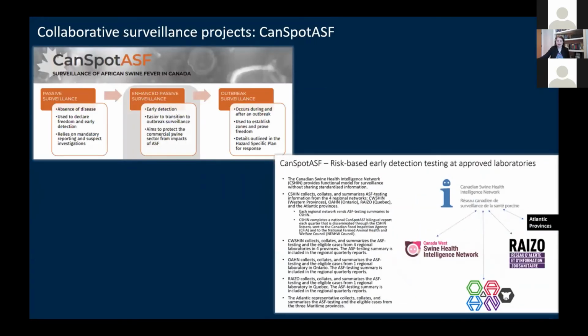Finally, we have been collaborating with swine industry stakeholders on the CanSpot ASF portion of the ASF project that Krista Arsenault presented last session. The primary goal of CanSpot ASF is early detection of African swine fever should it arrive in Canada. In August 2020, we launched early detection testing at laboratories, and early detection testing at abattoirs is slated to launch in the next few months. So we're really excited about the progress that's been achieved on that collaborative initiative over the last year and a half.